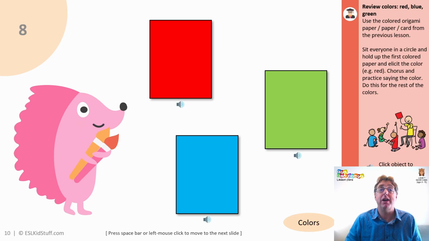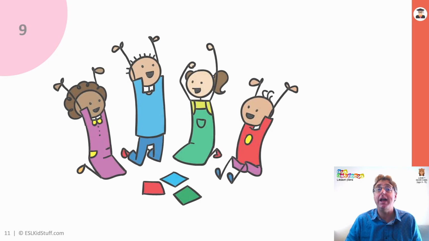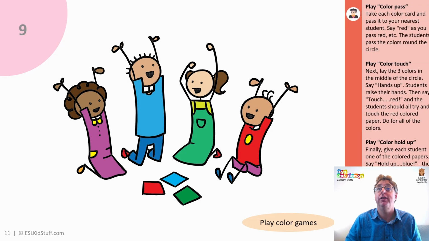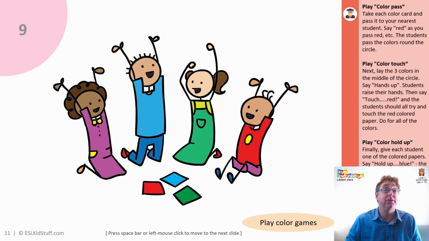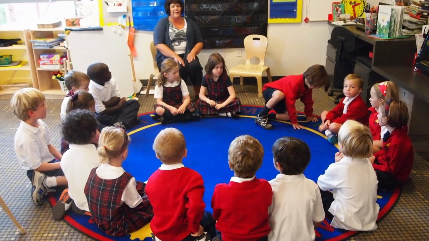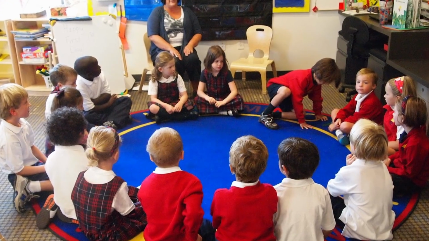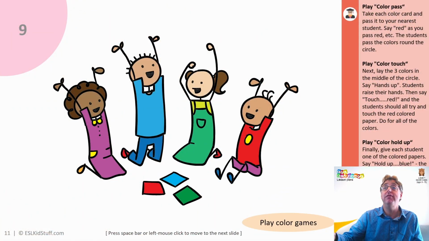Right, so once we've practiced those three colours, we'll go on to a game where we can continue reviewing these colours. These are the three games that we did in last class. I'll quickly run through them. There's Colour Pass, where you take a coloured card or origami, say red. You have everyone sitting in a circle and say red as you pass it around. Each student says the colour, red, red, red, red, and do for all three.